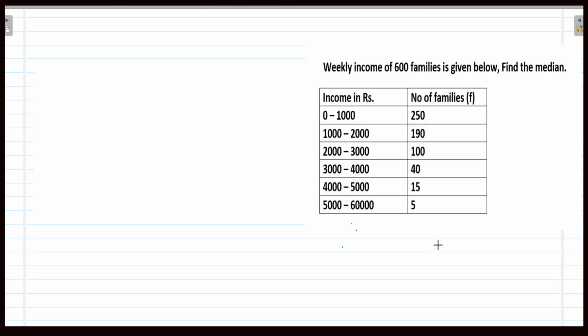Now let us see one more question which is on the screen: the weekly income of 600 families is given below, and find the median. Here in this table, the weekly income of the 600 families is given and we have to find the median. As we have seen in the previous question, we have to add one more column to this given table, and that will be of the cumulative frequency. So first let us draw that table.